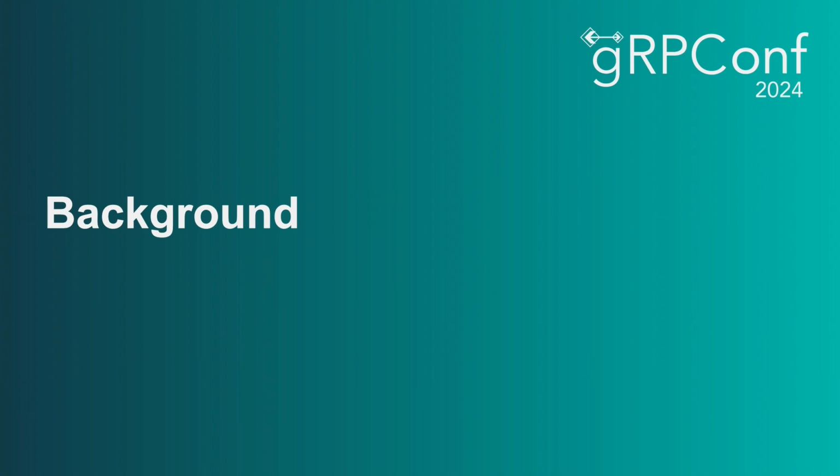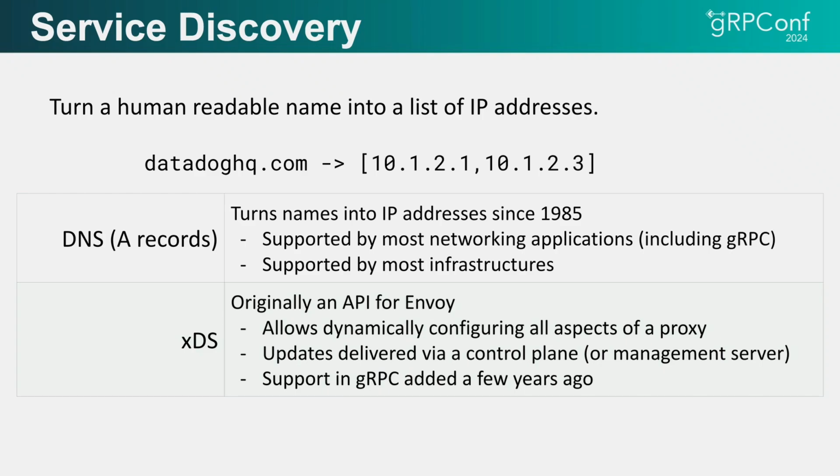I'll start with a little bit of background on what service discovery is. In its simplest form, service discovery just turns a human-readable name into a list of IP addresses that networking applications can then use to connect to a service. And by far, the most common way to do service discovery is to use DNS. DNS is an old protocol. You give it a name, it gives you an IP address or a list of IP addresses, and it's supported by most infrastructures. An alternative to that is to use xDS.